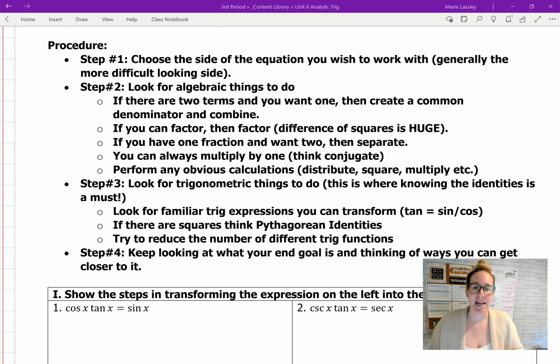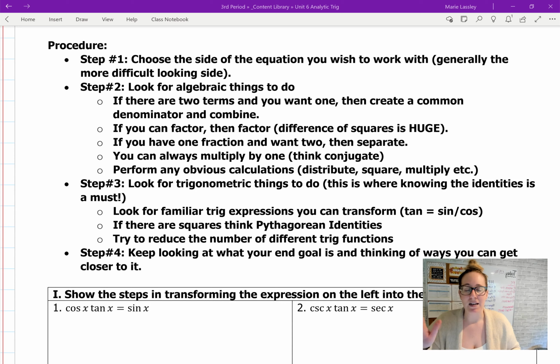All right, so main idea, you should be memorizing those trigonometric identities. It's important for getting better at these different proofs. Okay, and then the last thing that you want to do is make sure you always remember what your end goal is.